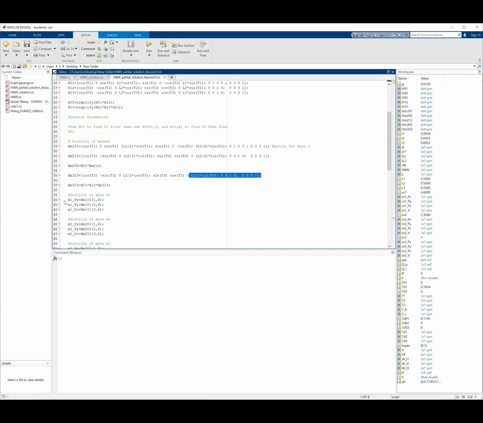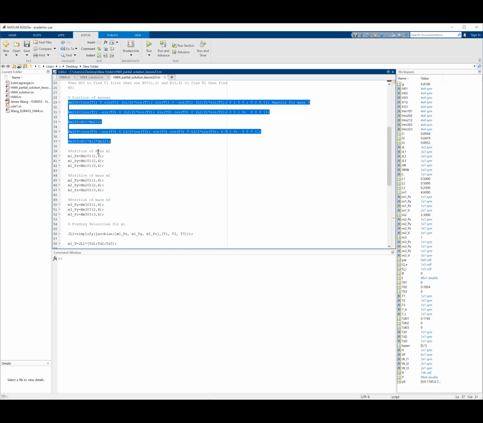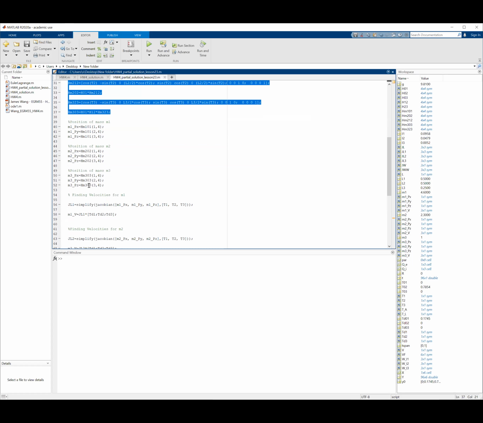And please note, when I'm finding the positions, I'm looking at these homogeneous transformations and not the homogeneous transformations on line 16, 20, and 21. Once we are done, we grab all the homogeneous transformations for the masses. We get their x positions, y positions, and z positions.